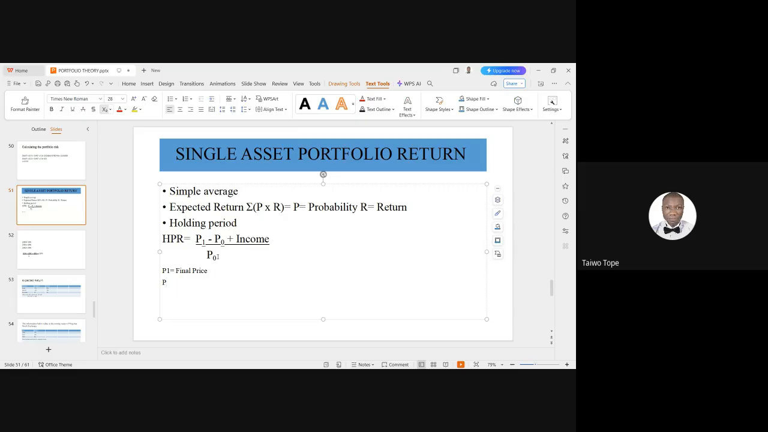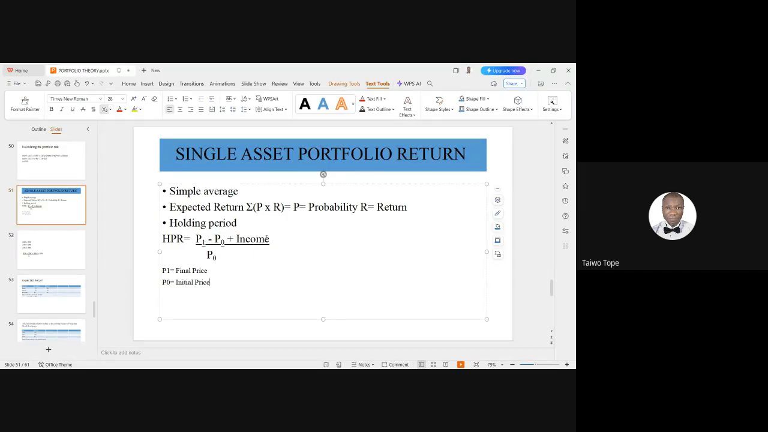And P naught can be the initial price. That is the old price. You can have new minus old divided by old. That is the percentage change. So you can write it in a way that you understand. So P naught is initial price. It is the new price minus the old price divided by the old price, and you have your percentage change.